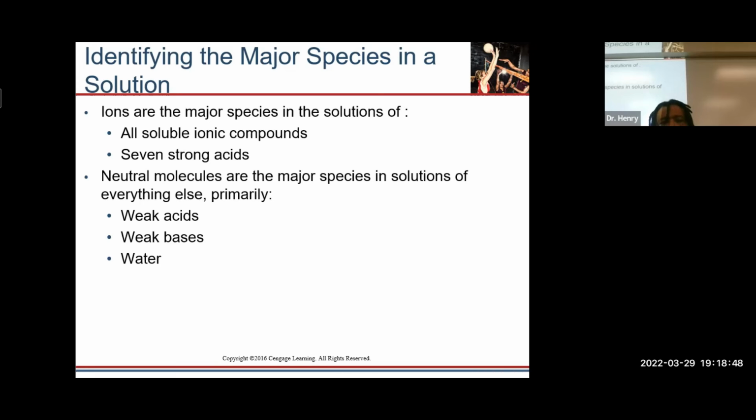So the neutral molecules are going to be basically the major species for weak acids, weak bases, and water. And so we're going to get ions from ionic compounds and strong acids, and then also strong bases.